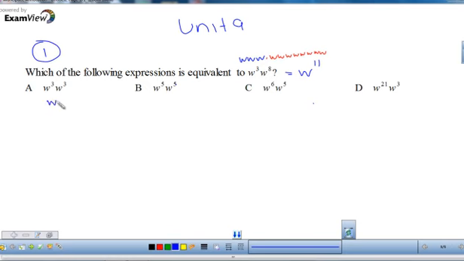Well, the A is w to the 6th power. B would be w to the 10th power. C would be w to the 11th power. So C would be the answer.